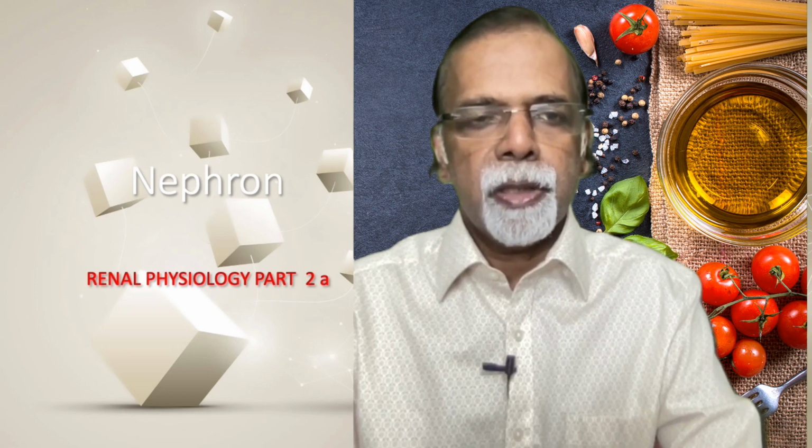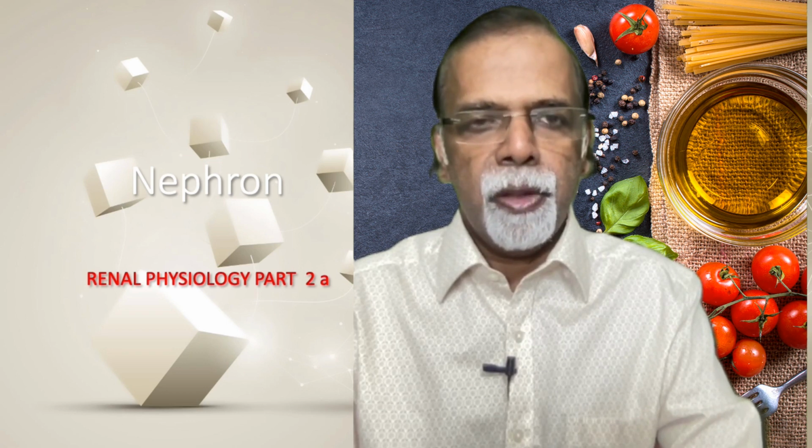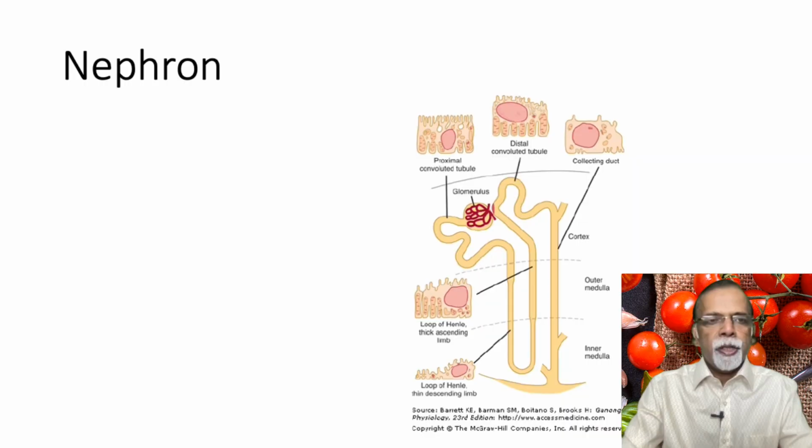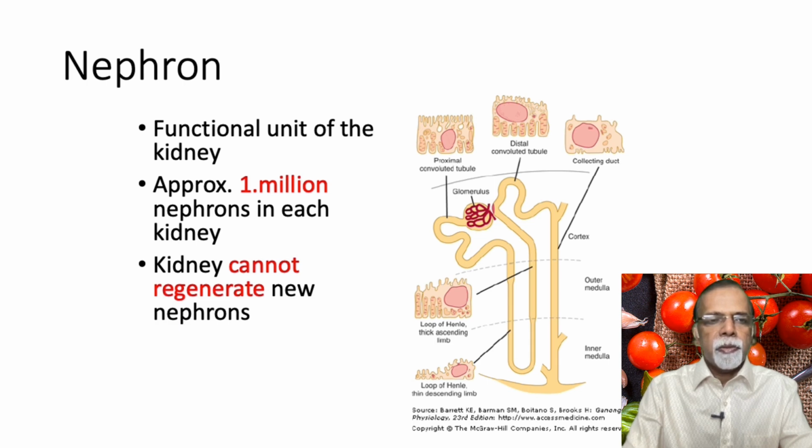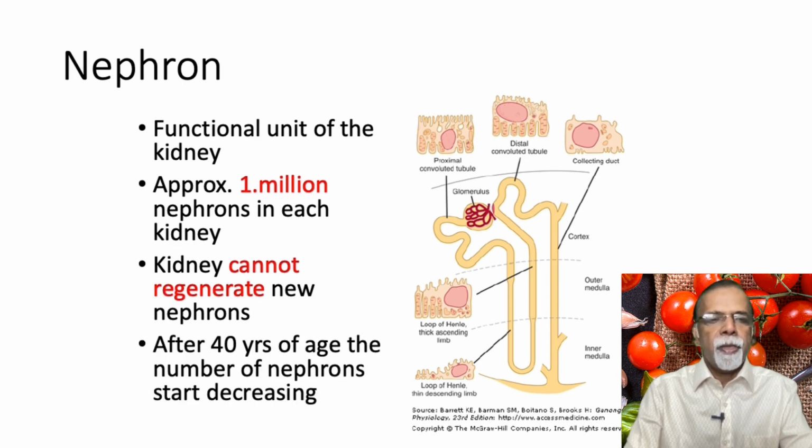Today I will be discussing the nephron, the functional unit of the kidney. Each kidney contains approximately 1 million nephrons. And again, an important point to be remembered is that the kidney cannot regenerate new nephrons. When the nephrons are lost, it is permanent. It will not get regenerated. At the age of 40 years, the number of nephrons starts declining.